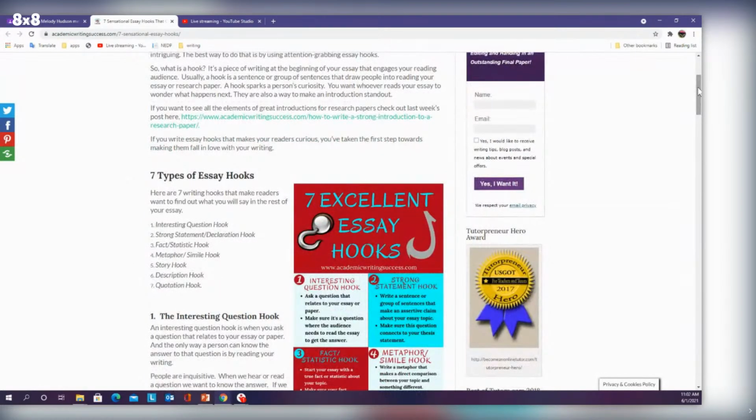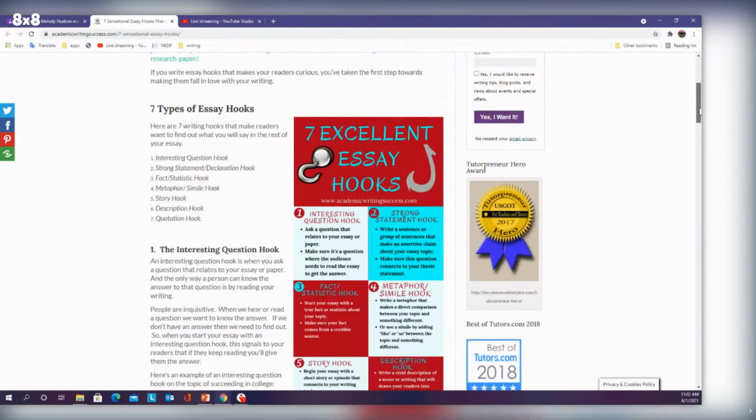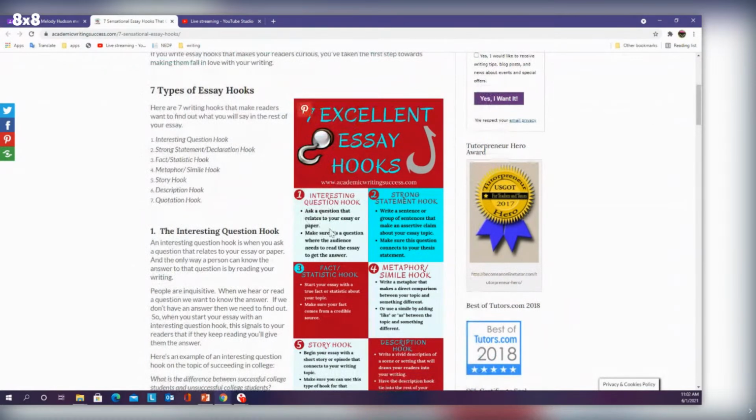Number one is the interesting question hook, right? You're going to ask a question that relates to your essay, and make sure that it's a question where the audience needs to read the essay to get the answer. Then you're going to have your strong statement hook, where you write a sentence or a group of sentences that make an assertive, strong claim about your topic, and make sure that it connects to your thesis statement.